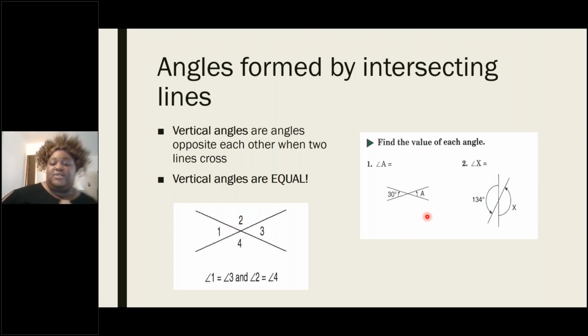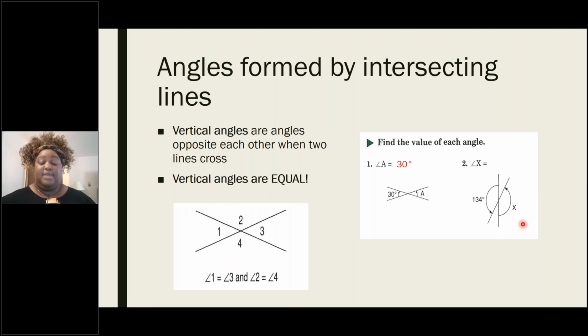So here's a quick exercise to find the value of each angle here. I have two lines that are crossing, which lets me know I'm forming vertical angles. Looking at this, they gave me 30 degrees and they gave me angle A, and they want to know, what is angle A? Looking at these, I see that they're opposite each other, which lets me know that they're equal. So angle A is 30 degrees.